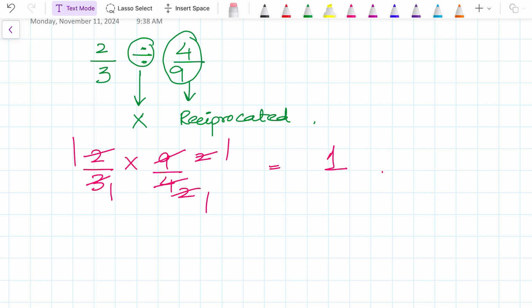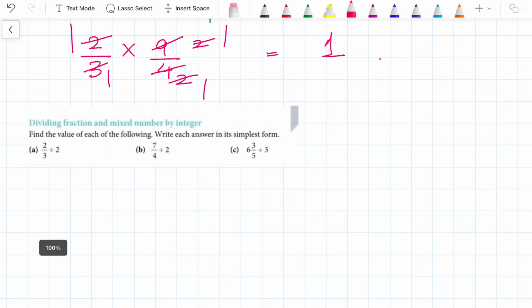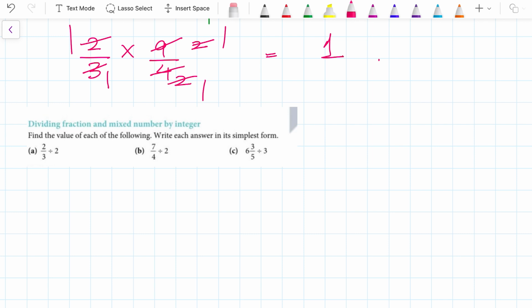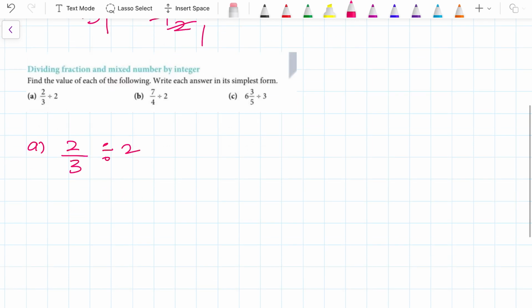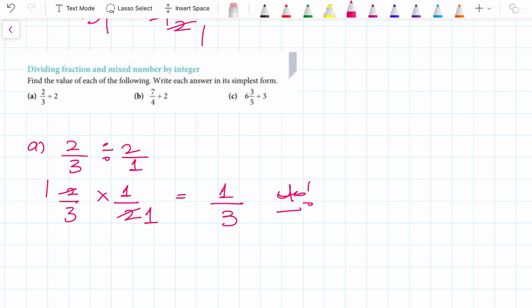Let's do more examples. Let's take the first part. 2 upon 3 divided by 2. The divide sign changes into multiplication, and this is 2 upon 1, so it reciprocates to become 1 upon 2. 2 times 1, 2 times 1. 1 into 1 is a 1. 3 into 1 is a 3, so this is going to be my answer.